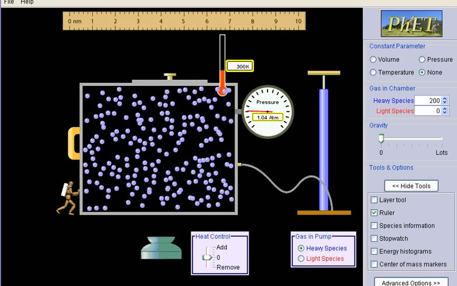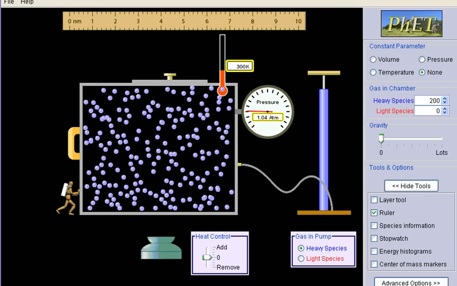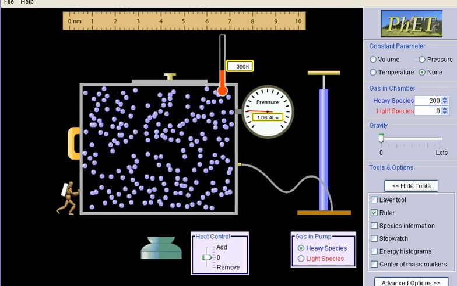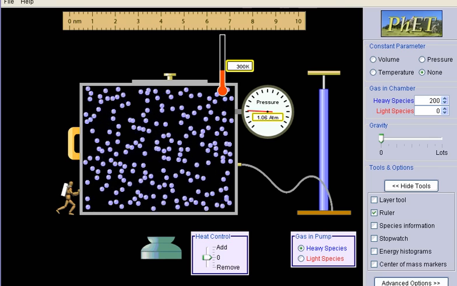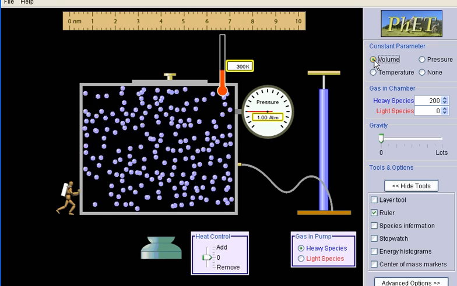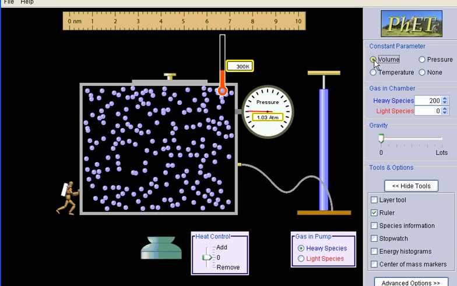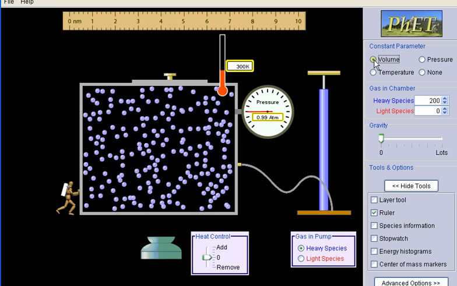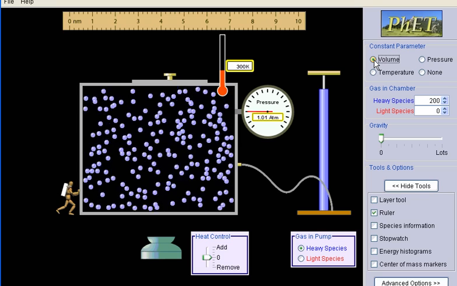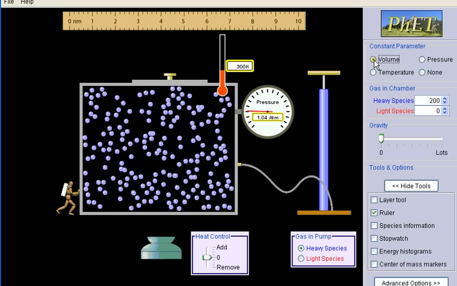All right, I've reset the simulation, so now we still have 200 of the heavy species. I want to keep volume and number of moles constant now, so I'm going to click volume. You notice my handle on my box is now gone, and I'm going to change my temperature and see what it does to the pressure. So first, I have 300 Kelvin. Go ahead and write down that value. 300 Kelvin is 1.0 atmospheres.